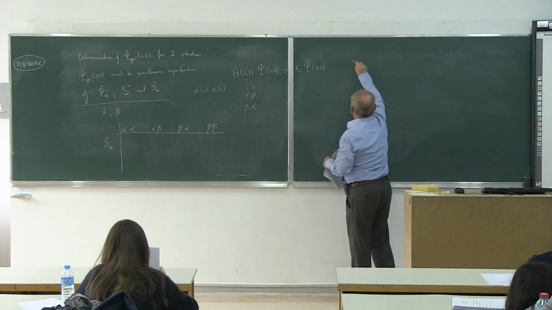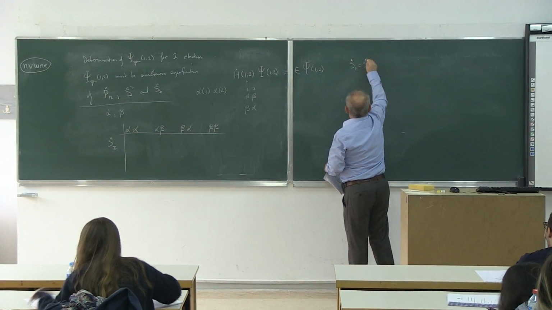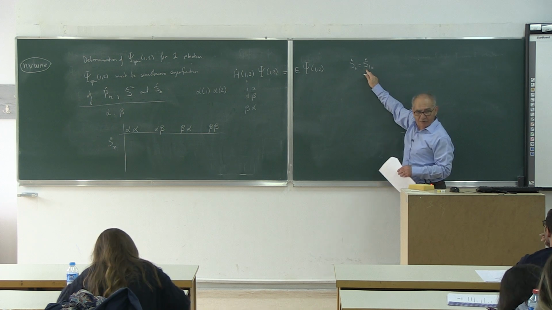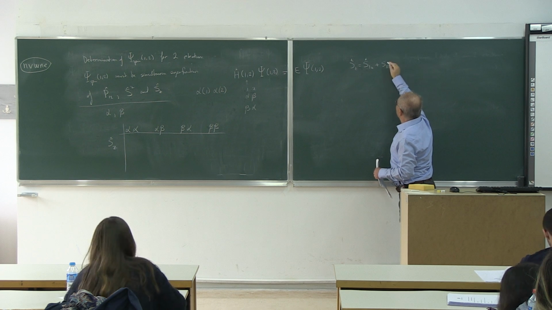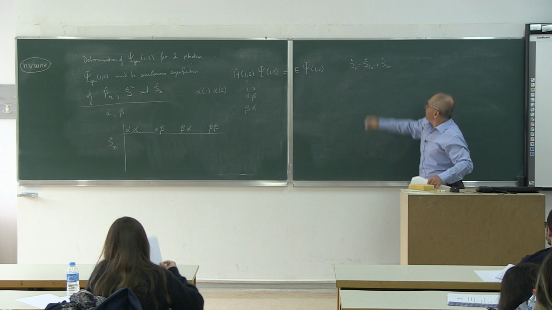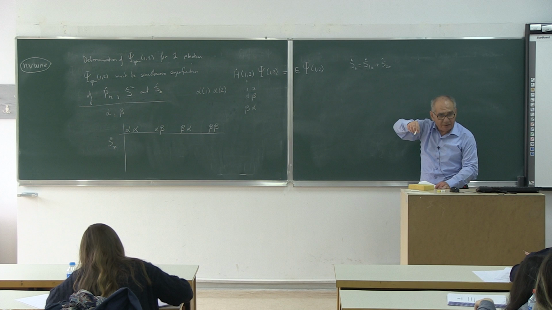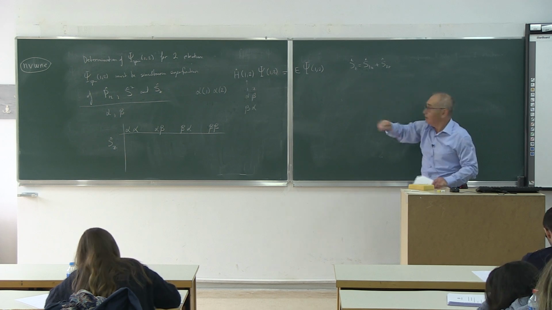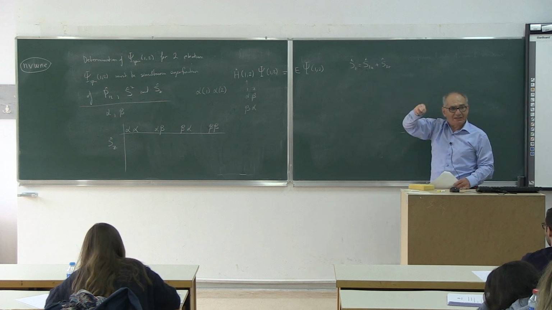Now, what is SZ? Sum of the z component of spin angular momentum for the first electron plus the z component of spin angular momentum for the second electron. Remember that S1z contains the spin variable for the first electron. It doesn't contain the spin variable of any other electron, just 1 electron. Similarly, S2z contains the spin variable of the second electron.